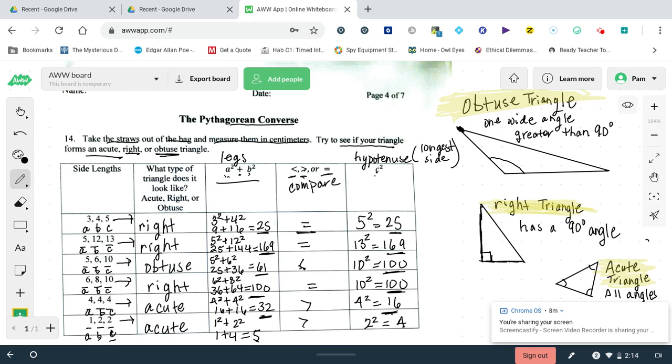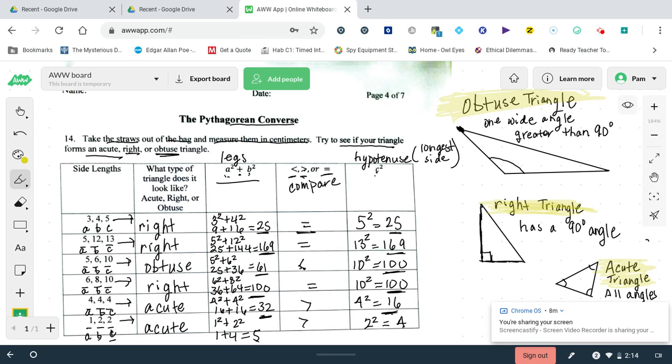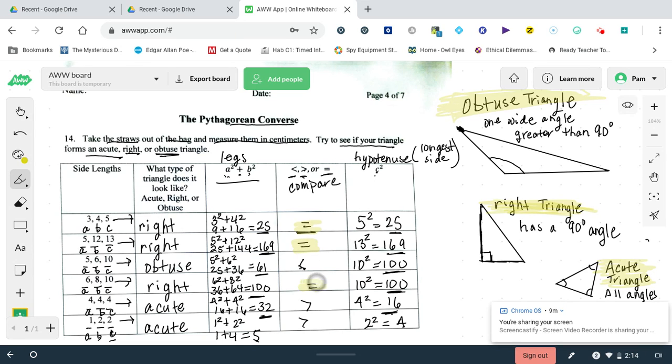All right, so you should notice something. So I'm going to highlight some of these things. If it's equal. Okay, this was equal. Let me make this bigger. This was equal. This one was equal. Okay, so 3, 4, and 5, they were equal. 5, 12, and 13, I have equal there. 6, 8, and 10, it was equal there. But notice, if they were equal, what kind of triangle did it form? Right, right, right.